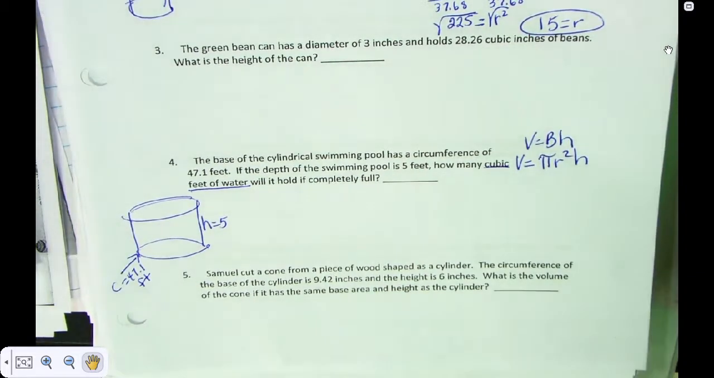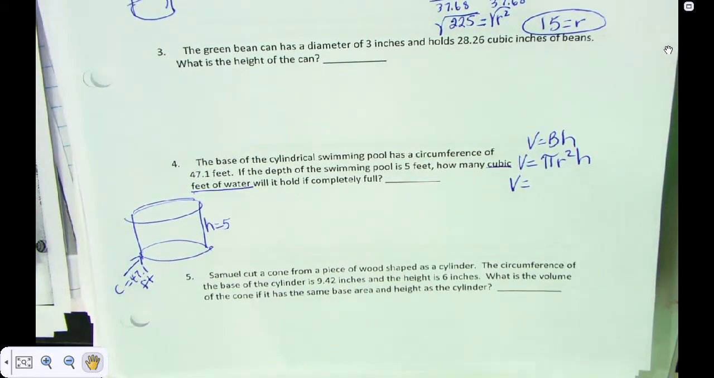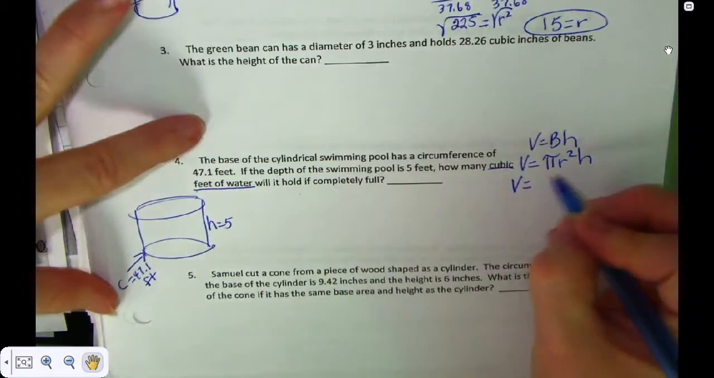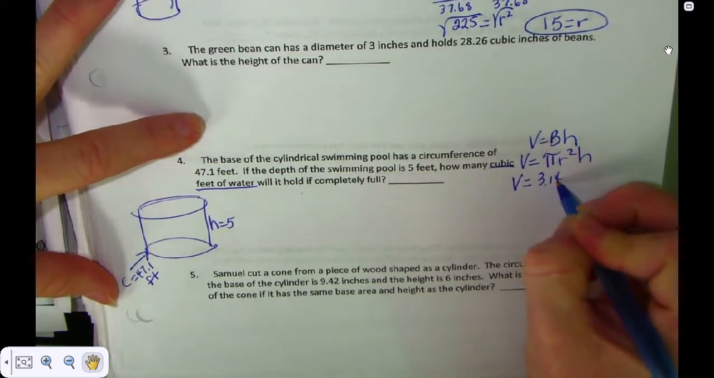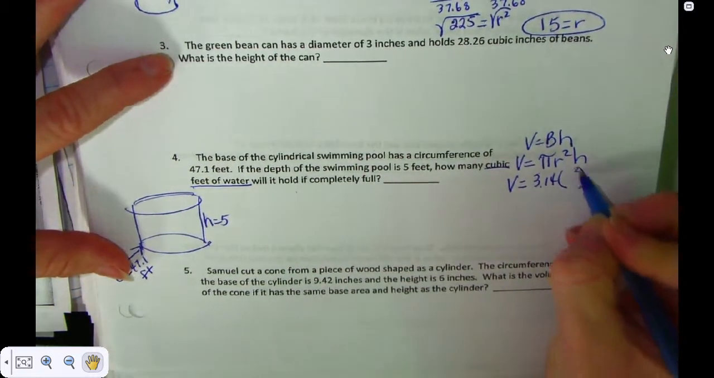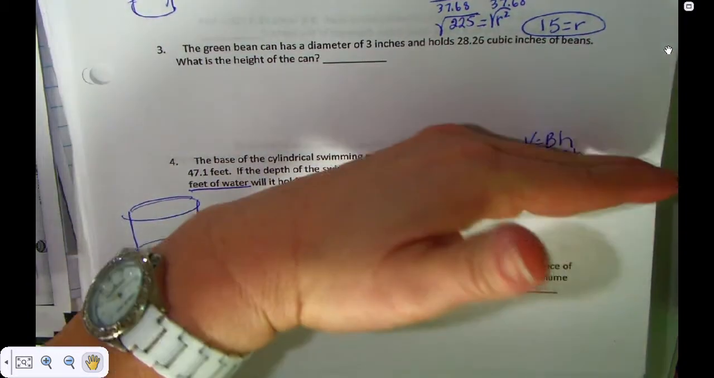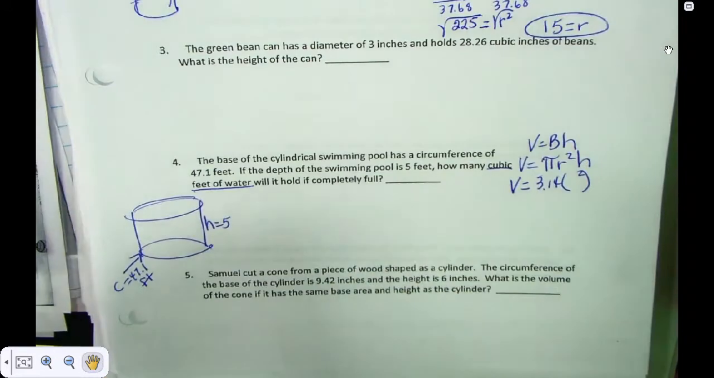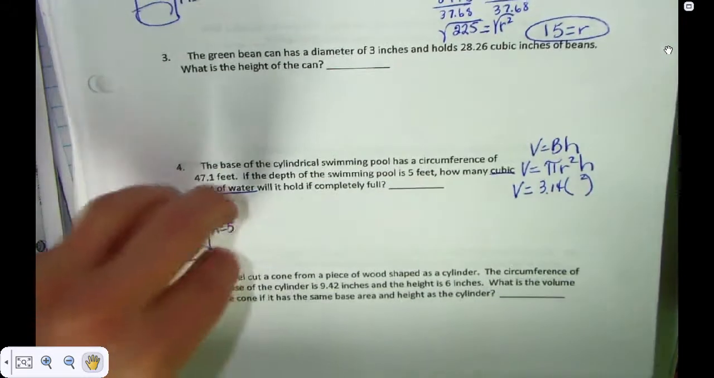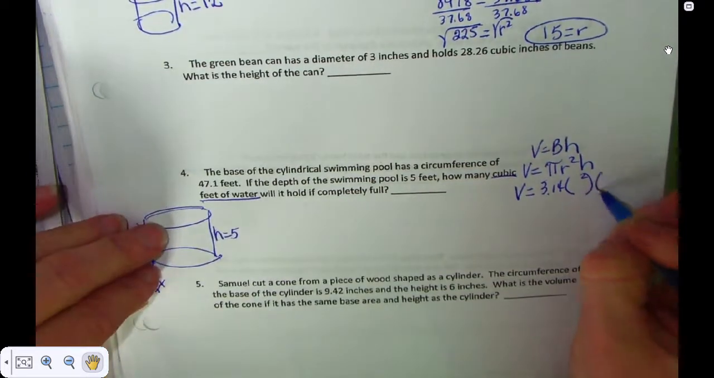Write our formula. I'm trying to find the volume. So I'm just going to put V. That's what I'm trying to find. So I know pi is 3.14. I don't know the radius. Well, I can't do like number 2 and go find the radius because I don't know the volume. But I can use that other information to find the radius. And then 5 is the height.